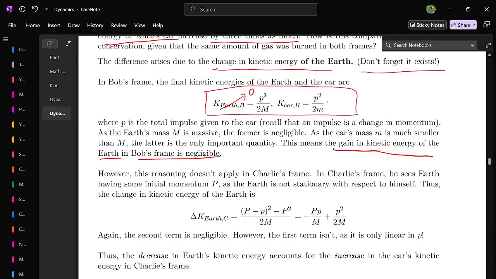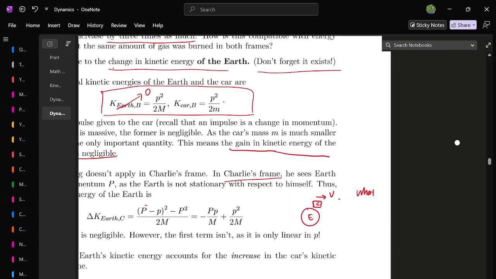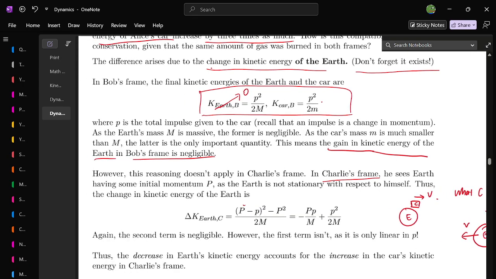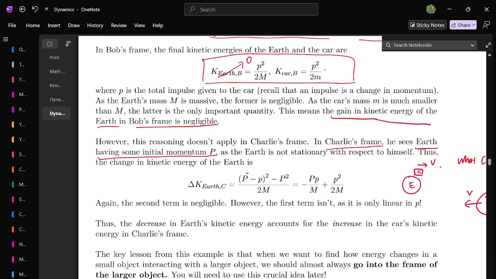But the problem about this is that in Charlie's frame, this doesn't apply. The gain in KE of the Earth is not negligible, and you can just see it using this. Because in Charlie's frame, he's moving with respect to the Earth. So if the Earth is here and Charlie is here, then what Charlie sees is this. He sees that the Earth is actually moving. So the Earth actually has some initial momentum P, big P, because the Earth is not stationary. So you can compute the change in kinetic energy of the Earth as such.